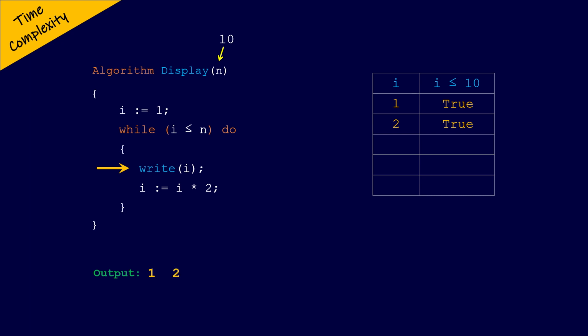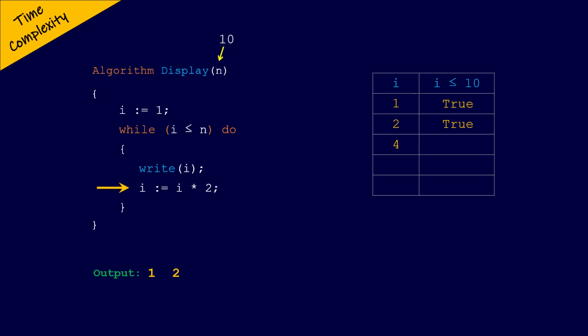Then we have the statement I, which is assigned the value I multiplied by 2. The value of I is 2, and now after variable I is multiplied by 2, the value of I will be 2 multiplied by 2, which is 4. So we will write the current value of I, that is 4, in the table.